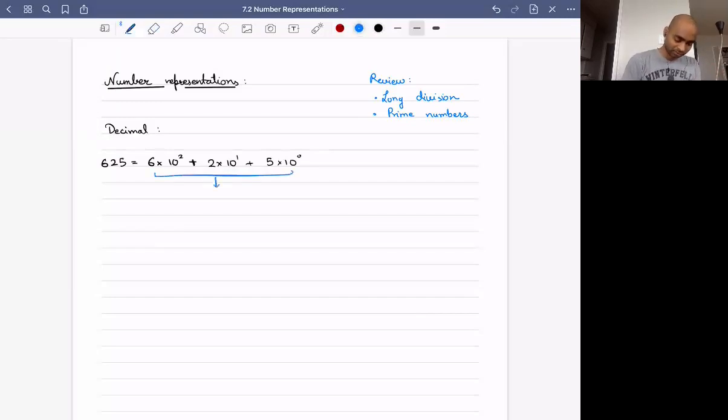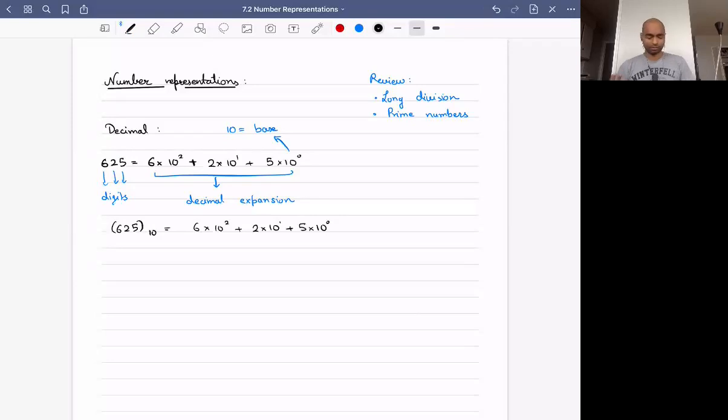Okay, so let's give names to these things. This is called the decimal expansion, if you will. Then 6, 2, and 5 are the digits. And the 10 is the base. So more systematically, what we should write is 625 in base 10 is 6 times 10 squared plus 2 times 10 to the 1 plus 5 times 10 to the 0. Now, of course, in everyday life, we only deal with base 10. So we skip that bracket with the subscript base 10. But it's always there, even if we don't actively use it.